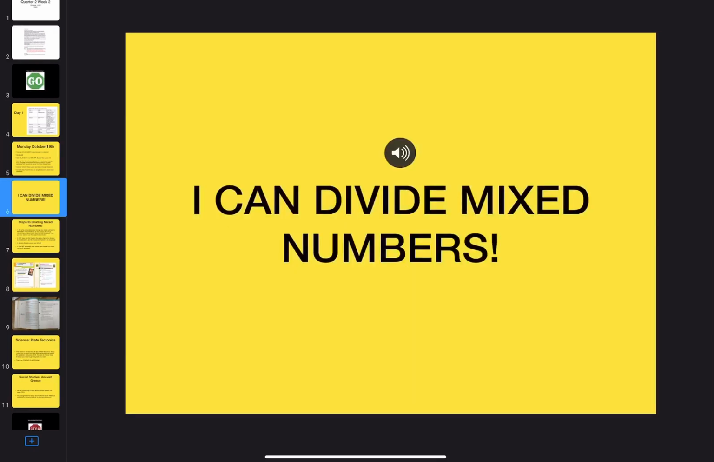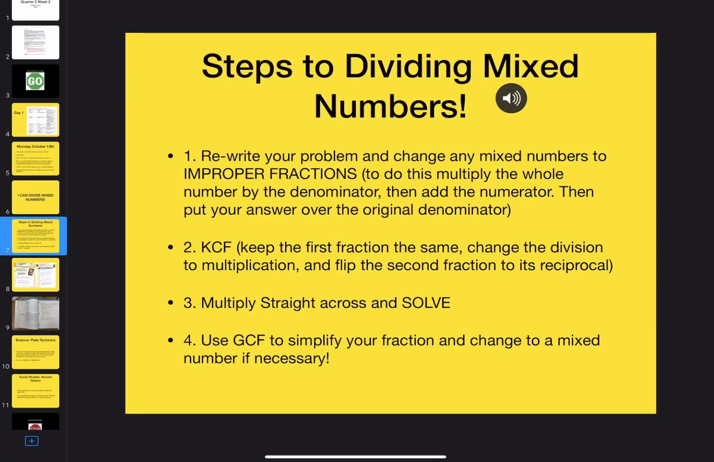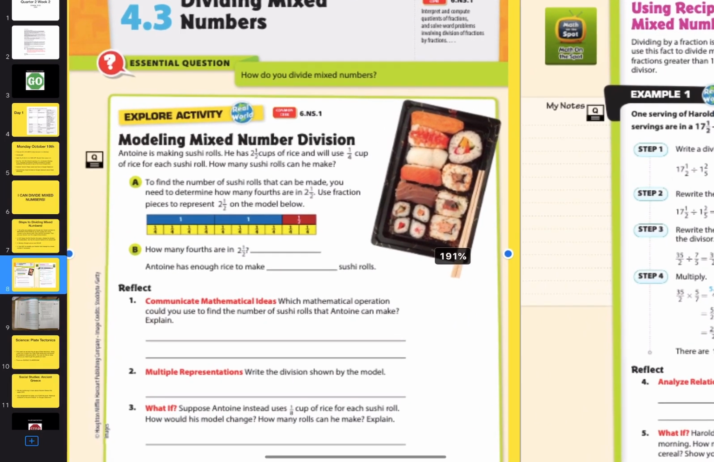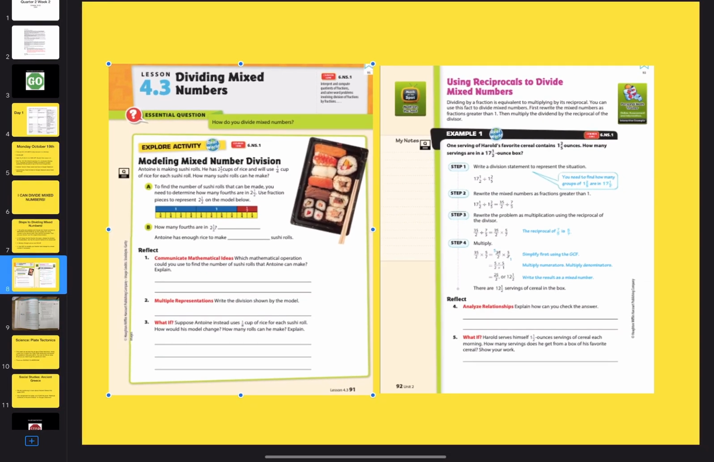For math, we put our I can statement, which is I can divide mixed numbers. And then I rewrote the steps for you. And then here's a picture of the page you are working on today. And it's modeling mixed number division. So I have a video on our assignment that does a few examples, but not from this book. We are going to go over this tomorrow, and we're going to redo the lesson.